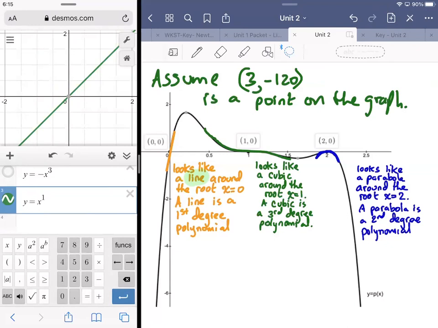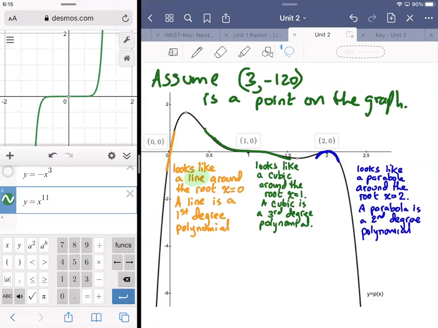Right? A cubic has a similar behavior to a quintic, 5th degree, 7th degree, 9th degree, all those odd powers. At their heart, they have the same characteristics as a third degree polynomial. So they have the same behavior.